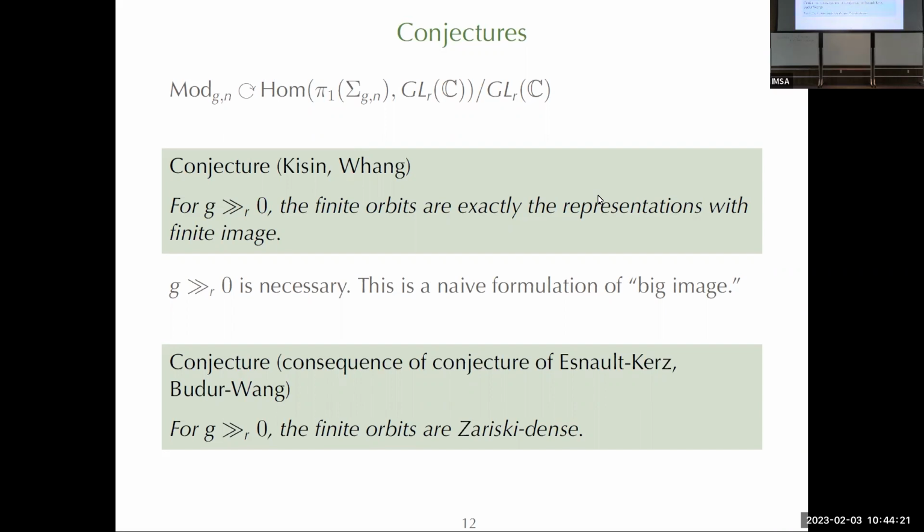Great. So those of you in the room who are particularly sharp-eyed may have noticed that these conjectures contradict each other. If R is bigger than 1, it's not so hard to show that representations which are finite image are not Zariski dense in the character variety. So which one's true? These are the conjectures.